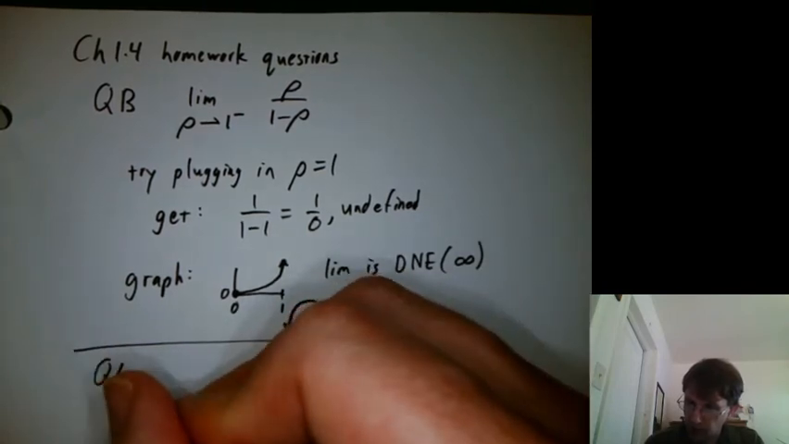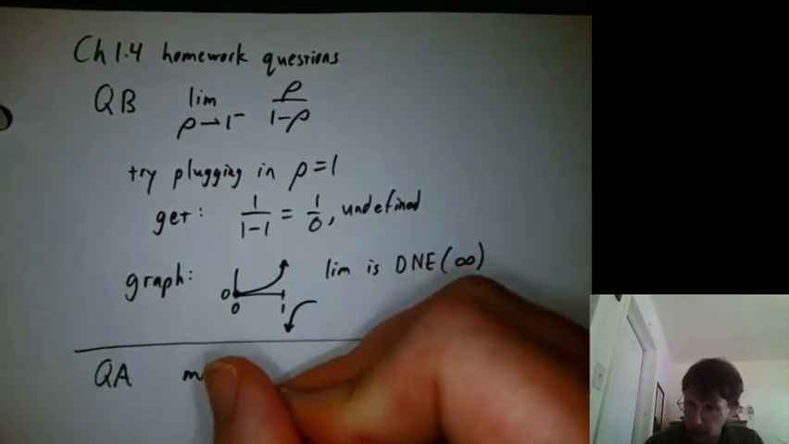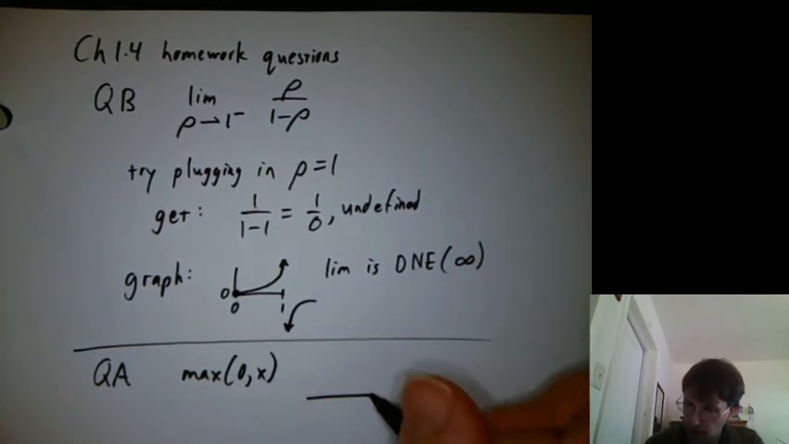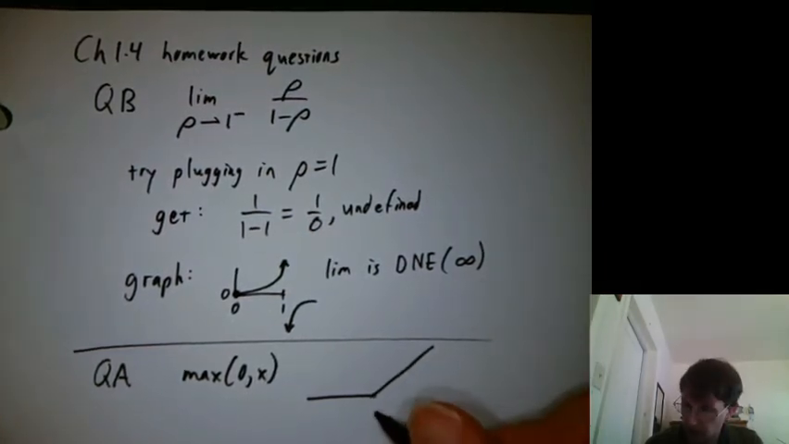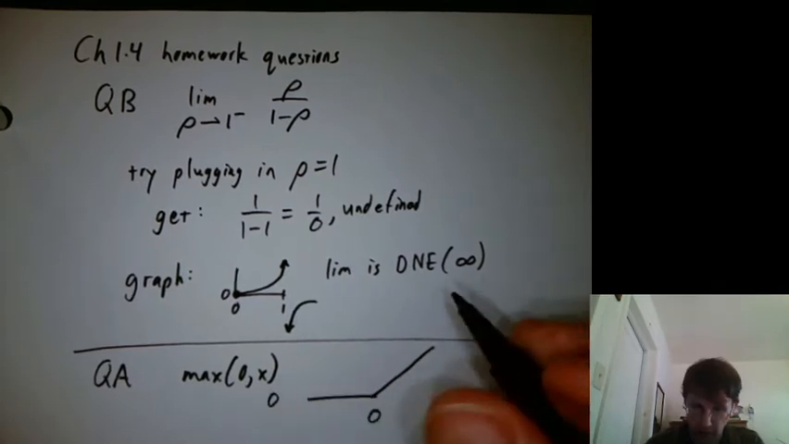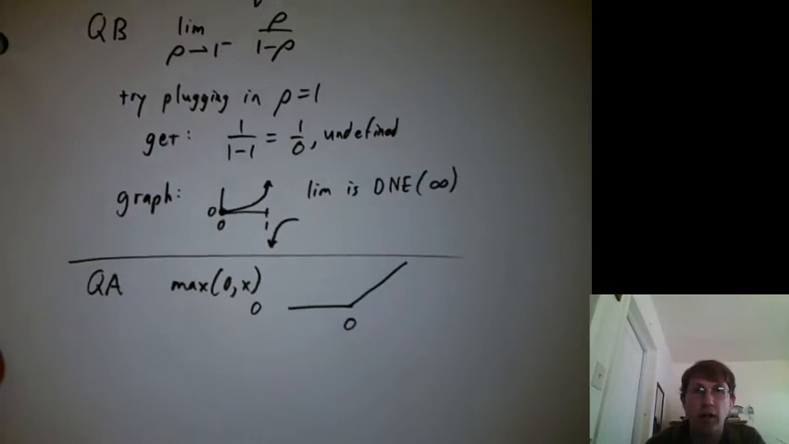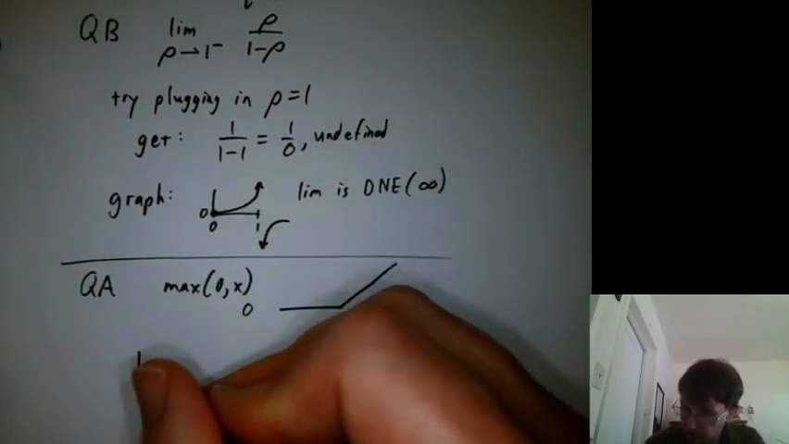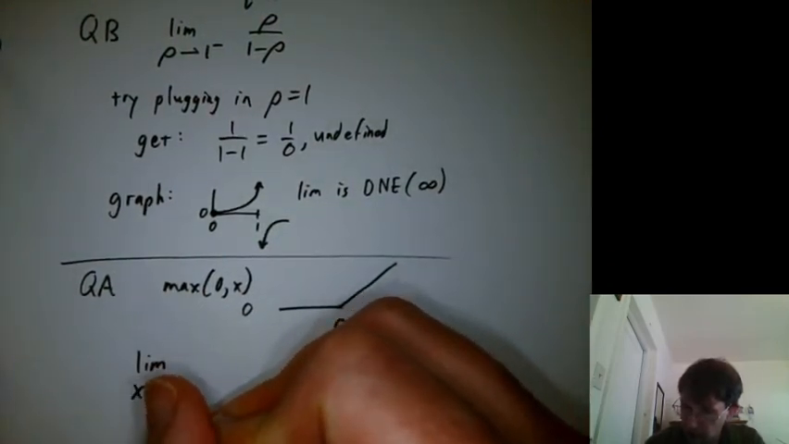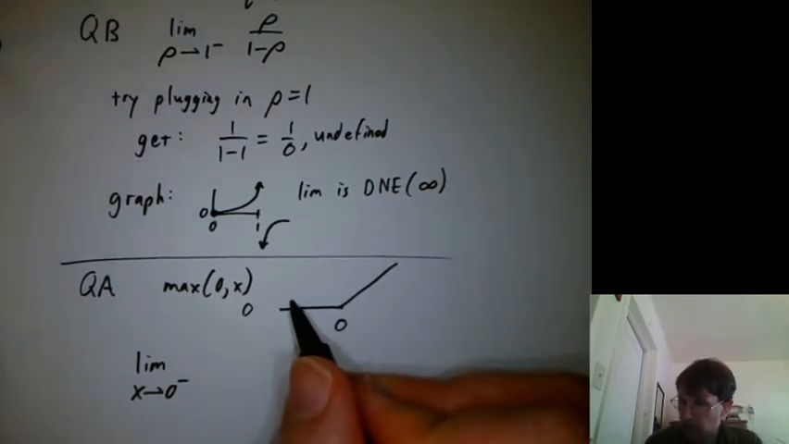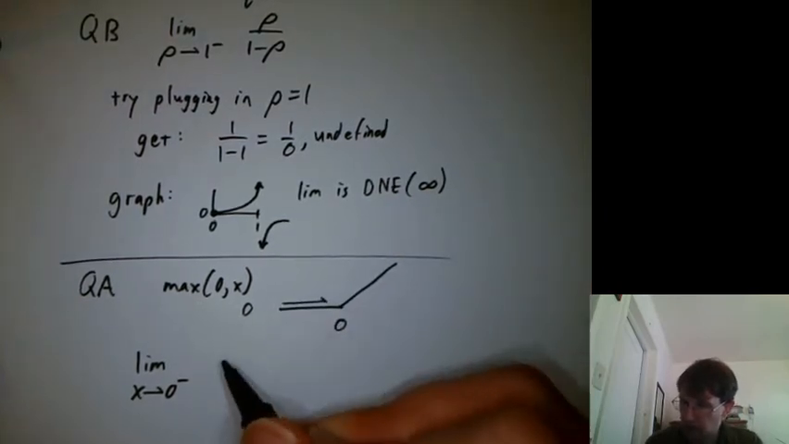Someone else asked about QA, which is about the max of 0 and x function. So it's our ramp function. Here's 0. Here's y equals 0. It's not actually meant to be tricky. It's just relatively straightforward. What's the limit as x goes to 0 minus? That would be coming in from the minus side here.